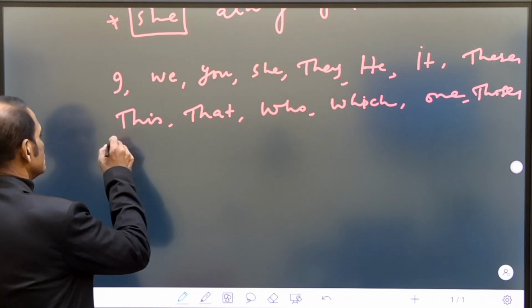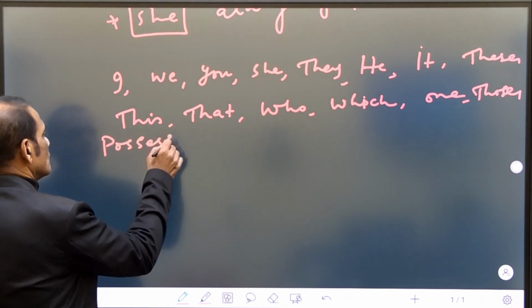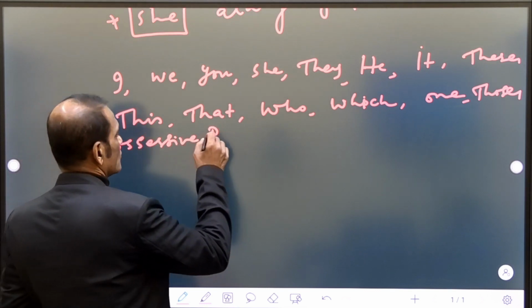Now, possessive pronoun. The second form of pronoun is the possessive form of pronoun.